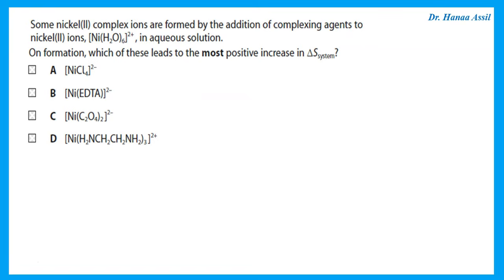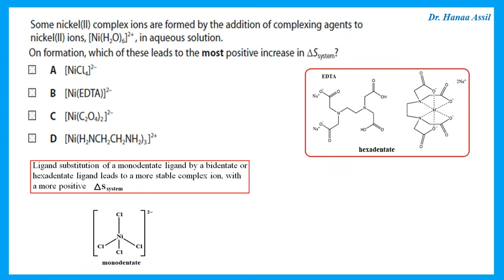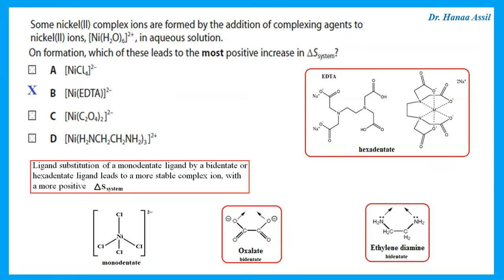So in this question, we're told nickel 2 complex ions are formed by addition of complexing agents to nickel 2 ions. On formation, which of these would lead to the most positive increase in delta S system? We said if we substituted so that instead of monodentate, we have hexadentate, then that is much better. So the nickel with the EDTA would be the most stable, so most positive increase in delta S.